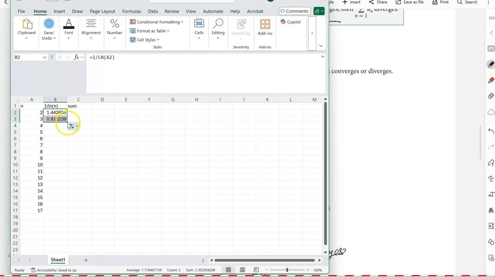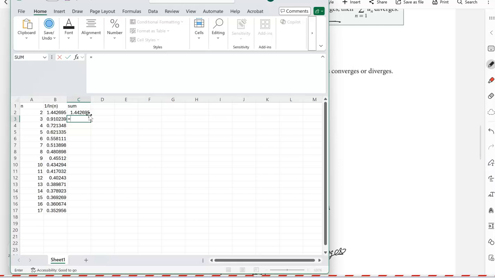When n is 3, I'm going to get about 0.910. So you can see those numbers are getting smaller. The question is what's happening with the sum. When n is 3, the partial sum would be equal to this one plus that one, and we're really just adding up everything. Let's see if that does what I think. No, it's not going to do it. So let's change that formula. It's going to be equal to that plus that.